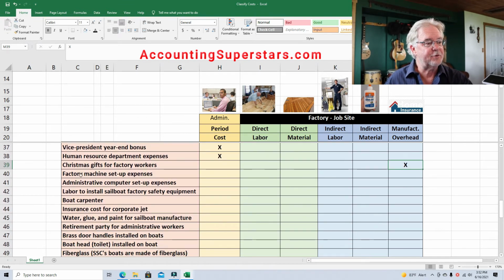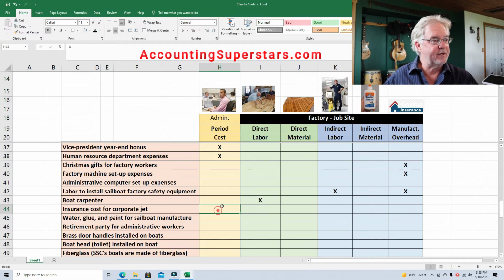So coming on down, factory machine setup expenses. And sometimes this can be quite expensive. So manufacturing overhead is taking place in the factory. Labor to install sailboat factory safety equipment. All right, so this would be indirect labor. And it's part of manufacturing overhead because these people, it's labor, but they're not building boats. They're installing safety equipment. Boat carpenter, now that's a person building the boats.